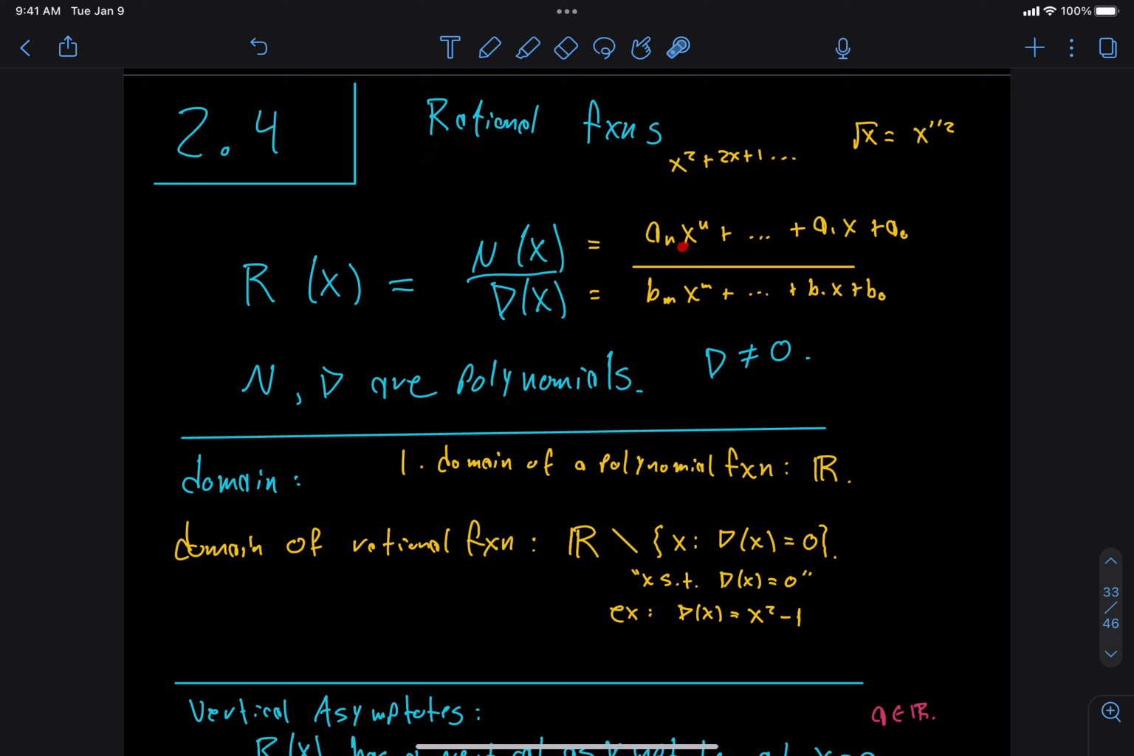So the top has degree n typically, and the bottom has degree m. Those are just random letters that we choose, but the degree could be different, right? We could have a degree 3 on top and a degree 2 on bottom, or vice versa, or something like that.